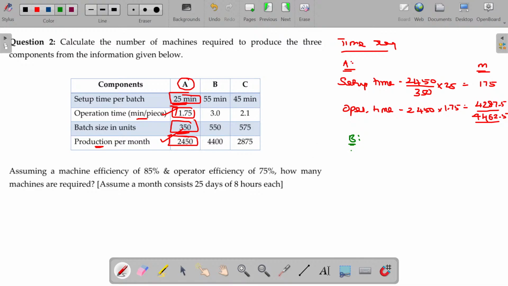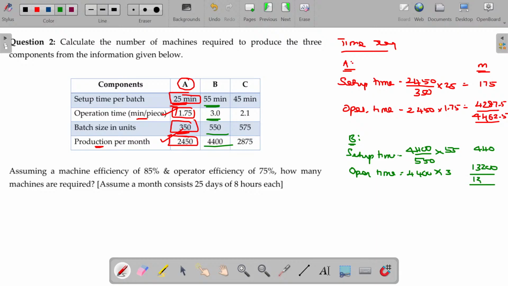Come on. Setup time. 4400 units are needed. Every time I produce 550 units once the setup is made, for setup I need to spend 55 minutes. What is the time required for setup alone? 440. Apart from that, there is production time, which is nothing but operation time. 4400 units to be produced. For every unit I need 3 minutes. 13,200. Overall time being 13,640.